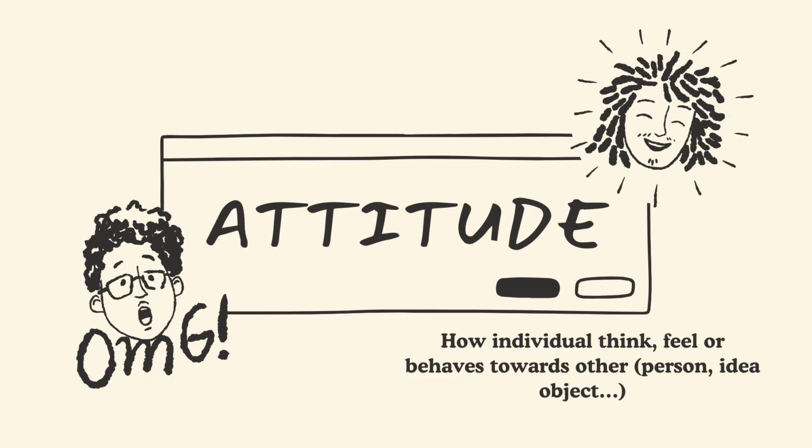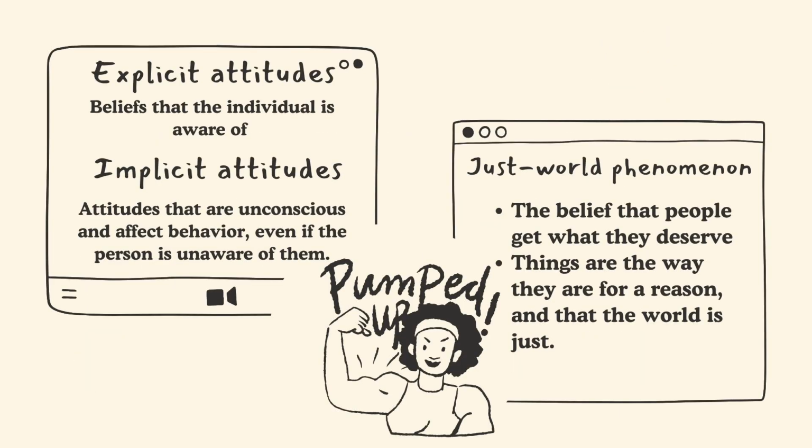We're going to talk about attitude later. And attitude is how individuals think, feel, or behave towards others. Others means person, ideas, object, behavior, something like that. Explicit attitude is a belief that the individual is aware of. Implicit attitudes are unconscious and affect our behavior, even if the person is unaware of them. A just world phenomenon is the belief that people get what they deserve, and they believe that things are the way they are for a reason, and that the world is just.